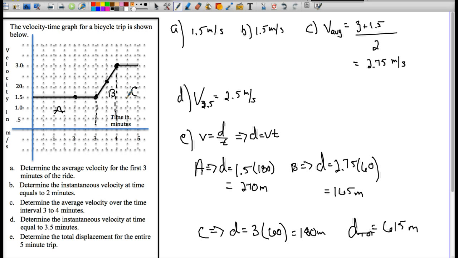So that's that for average and instantaneous. I hope that this helps. Use this information now and attack that AP problem that I gave you earlier. Good luck.